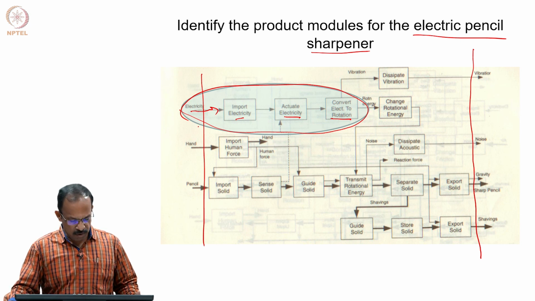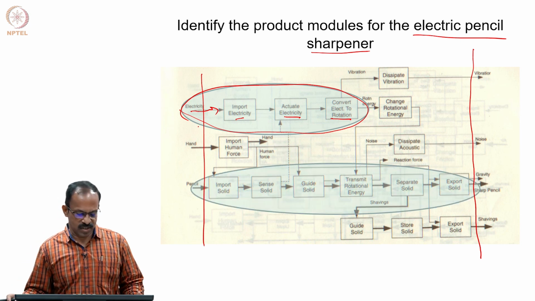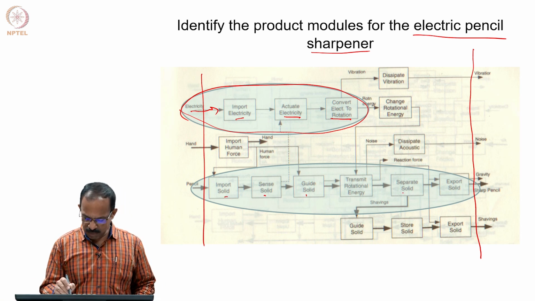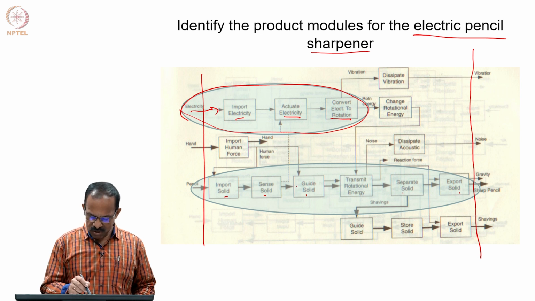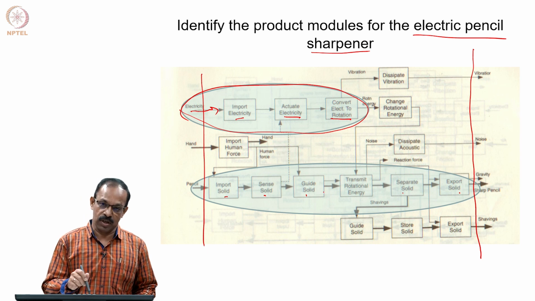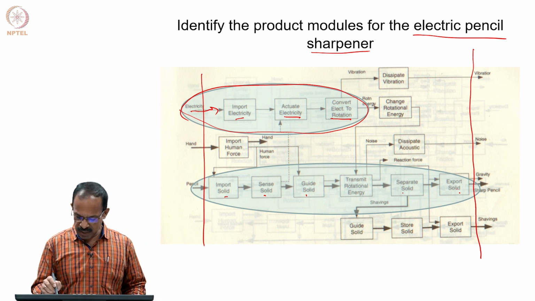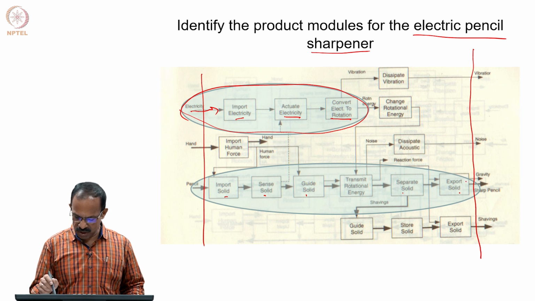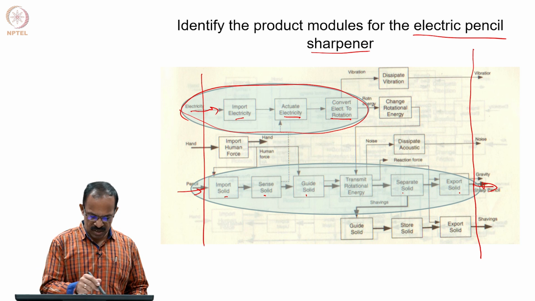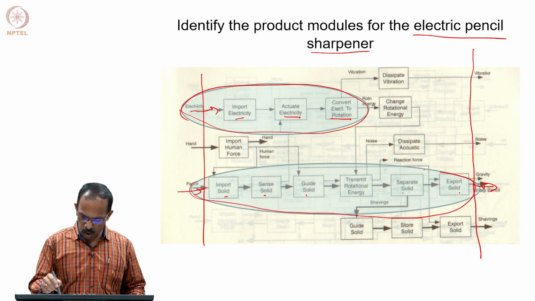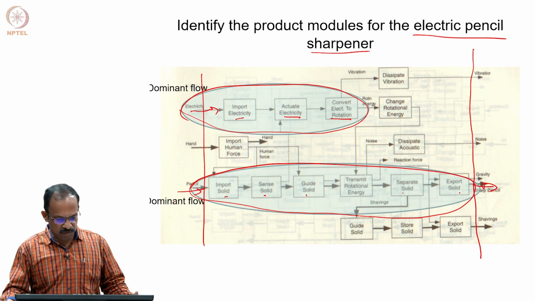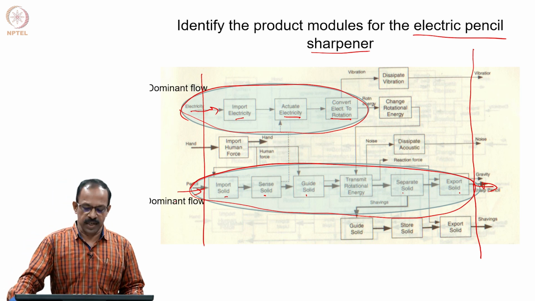Then similarly, we look at the pencil. The pencil comes into the product, then import solid, send solid, guide solid, then separate solid, export solid. All of these transmit rotation energy, of course, and the energy is given to the solid, so it becomes part of it, and then export solid, so the solid comes out. From the time the pencil comes in until it goes out, it has many functions. So we put all those things into the dominant flow module. These are the 2 dominant flows that you can identify in this product.